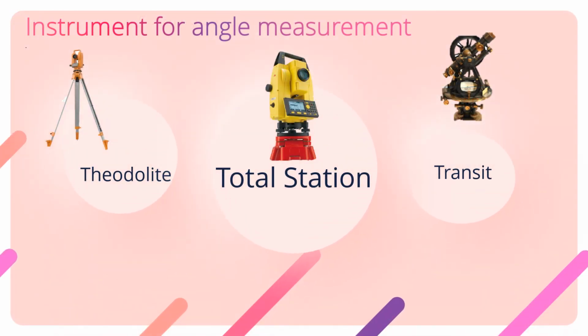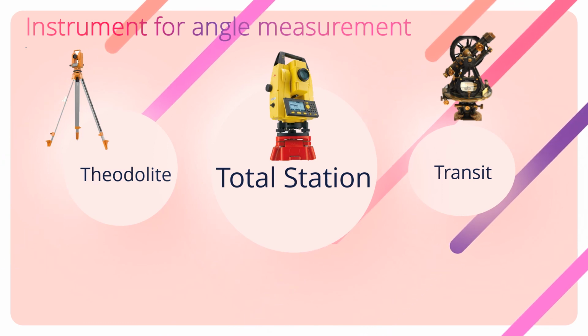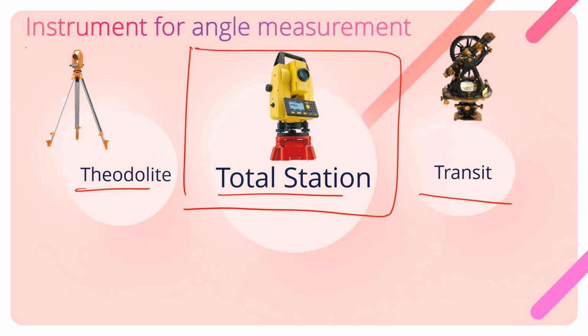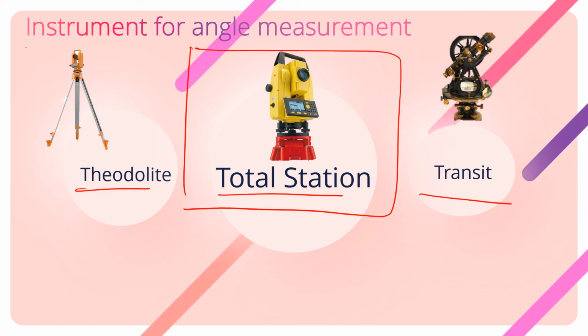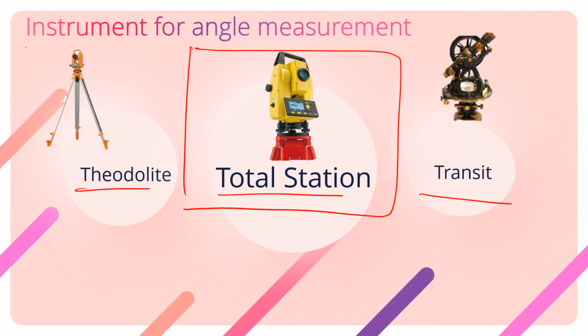So finally, what instrument do we use to record the angles? Well, we use three kinds of equipment: theodolite, total station, and transit. But in our lab, we'll work with the total station, and I will discuss the total station in more detail in the lab video. I just want to keep this video pretty short and to the point.